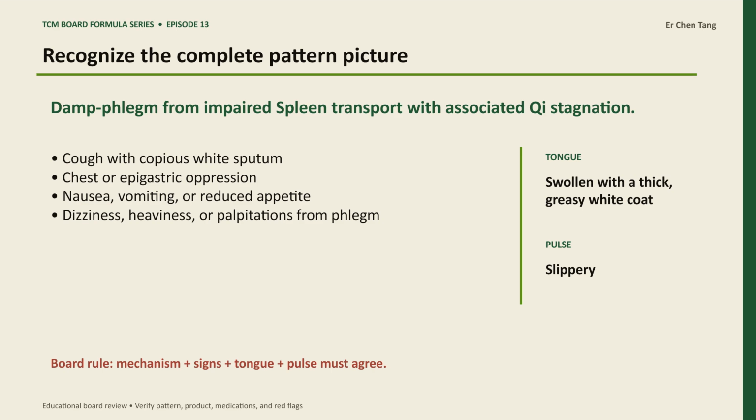The target pattern is damp phlegm from impaired spleen transport with associated qi stagnation. Look for this clinical picture: cough with copious white sputum, chest or epigastric oppression, nausea, vomiting, or reduced appetite, dizziness, heaviness, or palpitations from phlegm. The tongue is swollen with a thick, greasy white coat. The pulse is slippery. The board answer comes from the whole pattern, not one symptom. Match the disease mechanism, the treatment strategy, and the tongue and pulse before selecting the formula.